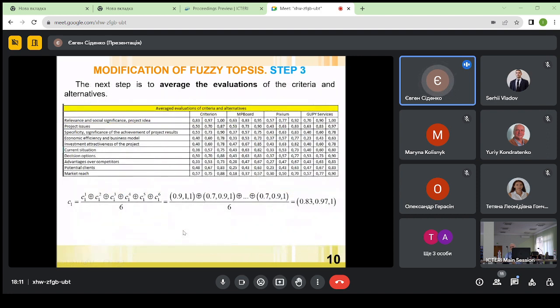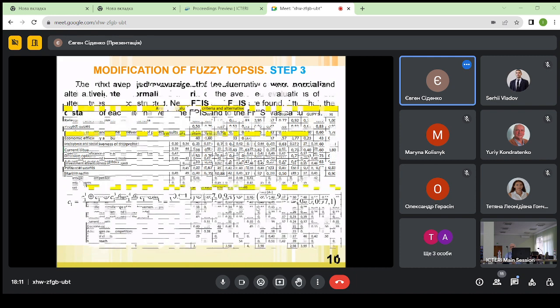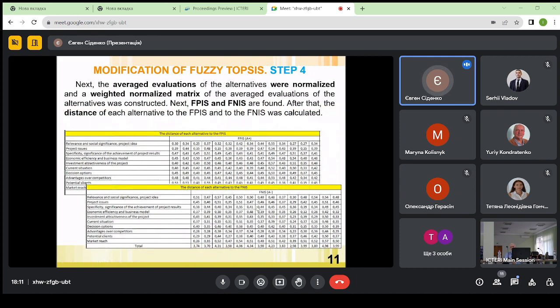The next step is to average the evaluations of the criteria and alternatives using this simple formula. Next, the averaged evaluations of the alternatives were normalized, and a weighted normalized matrix of the averaged evaluations of the alternatives was constructed. Next, the fuzzy positive ideal solution and fuzzy negative ideal solution are found. After that, the distance of each alternative to the fuzzy positive ideal solution and fuzzy negative ideal solution was calculated.